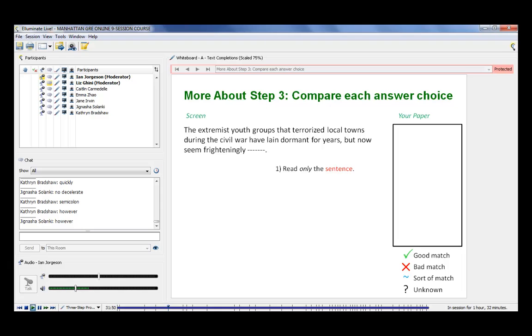All right, moving onward. Let's talk a little bit more about step 3, about comparing each answer choice. Let's go through the whole process here, though. So let's read the sentence. The extremist youth groups that terrorized local towns during the Civil War have lain dormant for years, but now seem frighteningly. Okay, I think in this case it's probably easiest to start with a pivot.